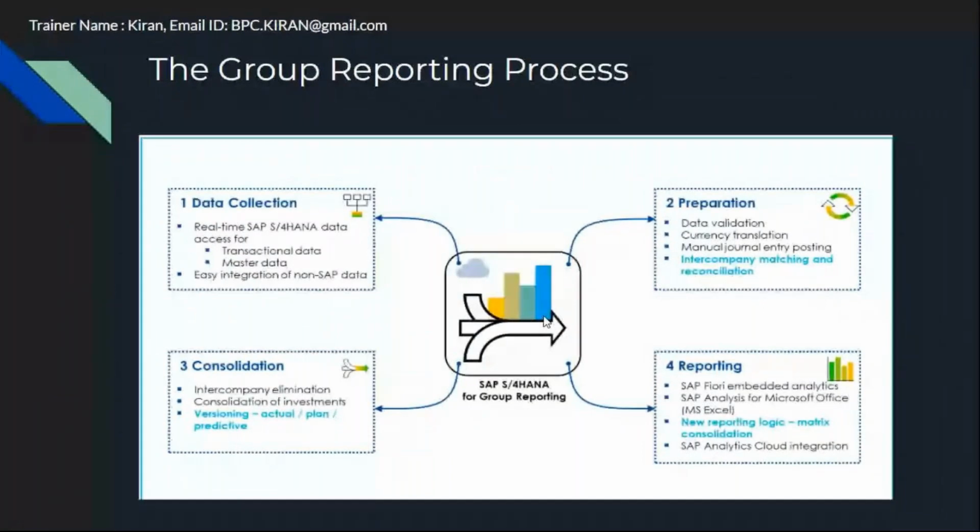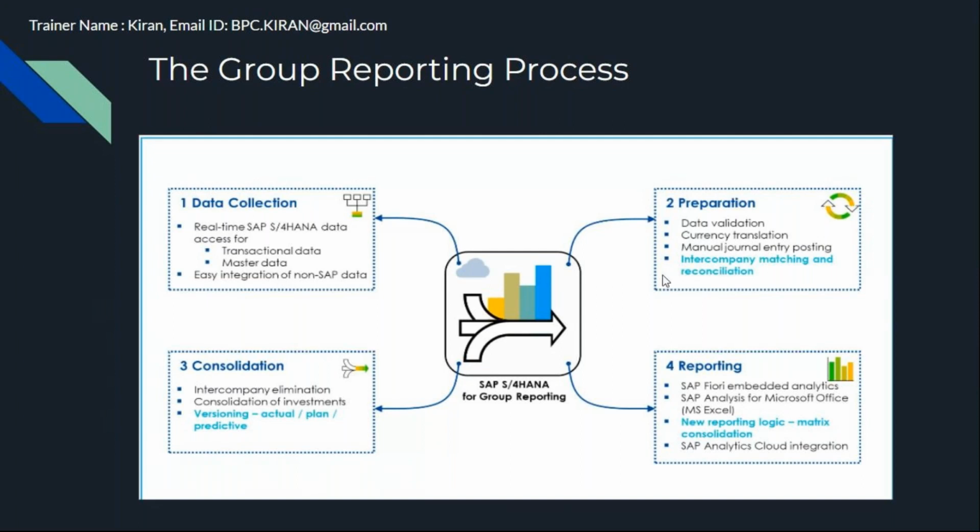The total content is divided into 4 parts, whatever we are going to cover. First part, we are going to talk about data collection: how the data from the universal journal table is moved to the group reporting adjustments table, which is the group reporting table. And how the data from non-SAP consolidation units moves to this particular group reporting table for consolidation.